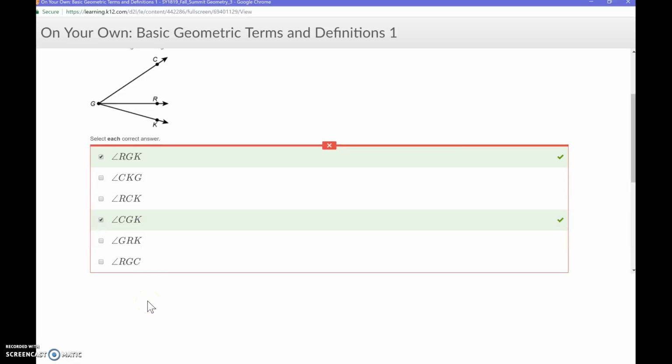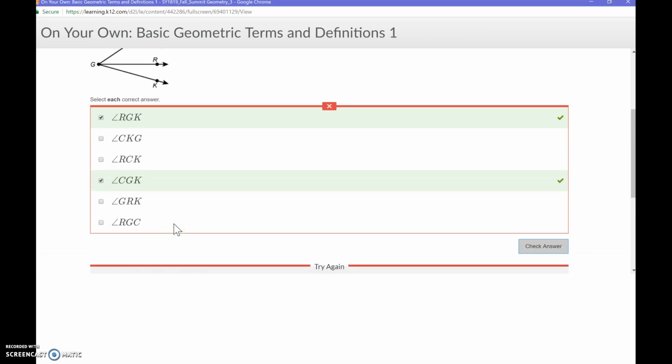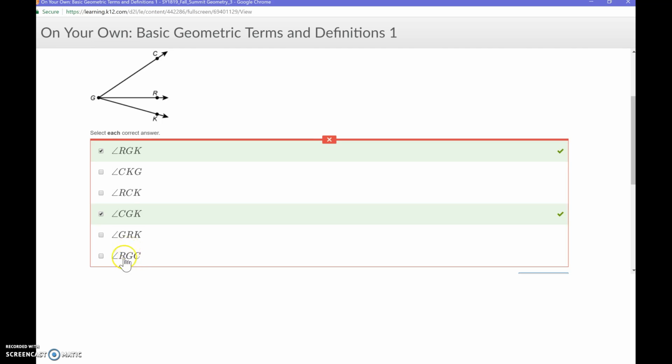Alright, part 2 of our On Your Own geometric terms and definitions, number 1. So we had 3 angles. We missed one. Here's our endpoint, G.